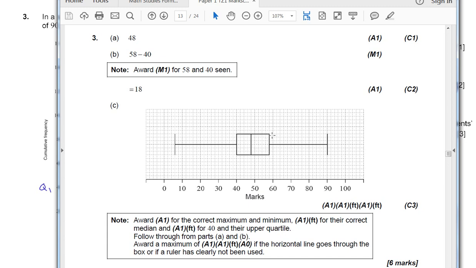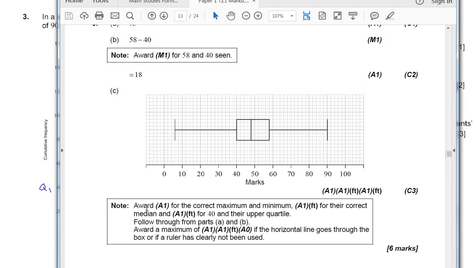Okay, so then we've got our lower quartile was at 40, our upper quartile was at 58, our median was at 48, upper was 90, lower was at 6. Okay, so we got all the same numbers that they did. So it is important to look at this note down here. It says award A1 for the correct maximum and minimum. So there's our 6 and our 90. We had that. A1 for their correct median. That was this one right here. We had that. And A1 for 40 right here, and their upper quartile, which was 58.